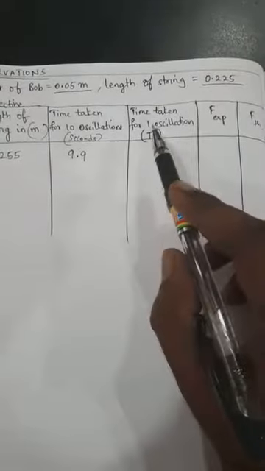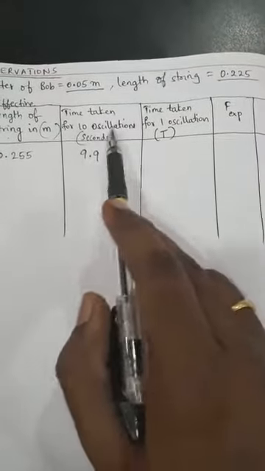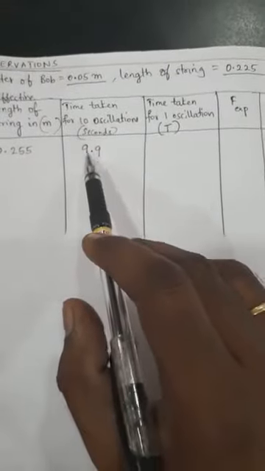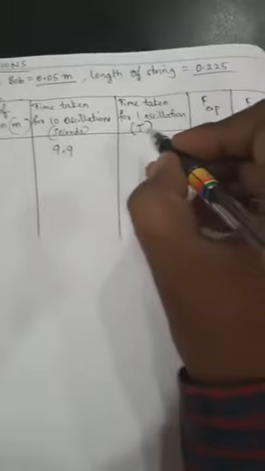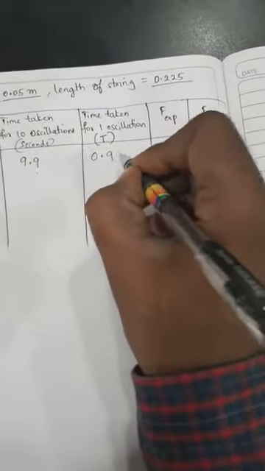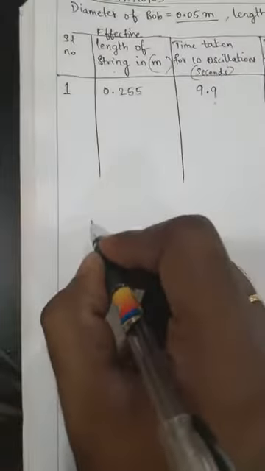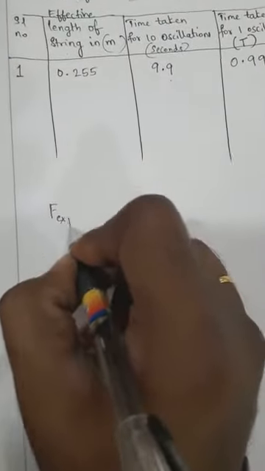Now, the time taken for one oscillation is also calculated. Since we have the time taken for 10 oscillations as 9.9 seconds, the time taken for one oscillation is going to be divided by 10. So, 9.9 divided by 10, which is nothing but 0.99 seconds.